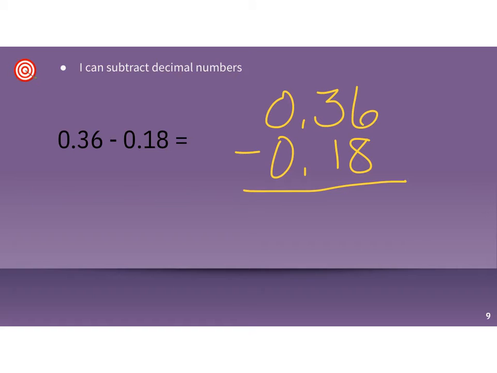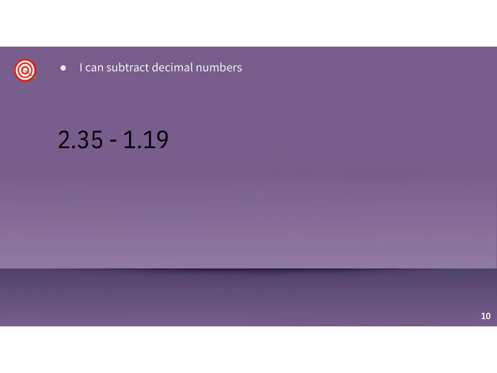I can't do that without regrouping. Come over here and take a tenth. Bring 10/100 over, so now I have 16/100. 16 minus 8 is 8. 2 minus 1 is 1. Bring down that decimal point. So did you get 0 and 18/100?